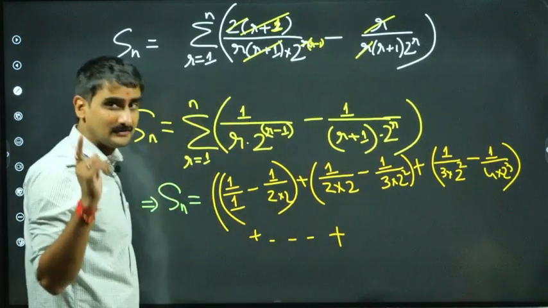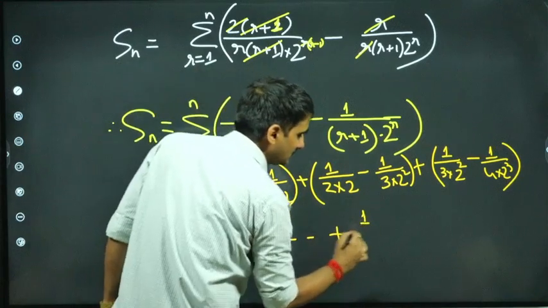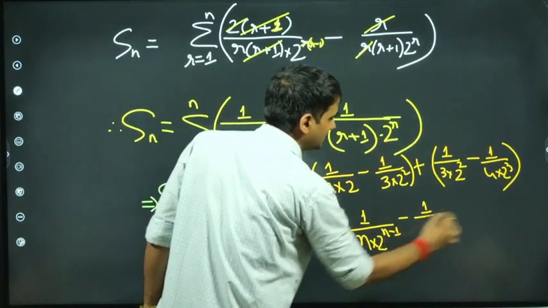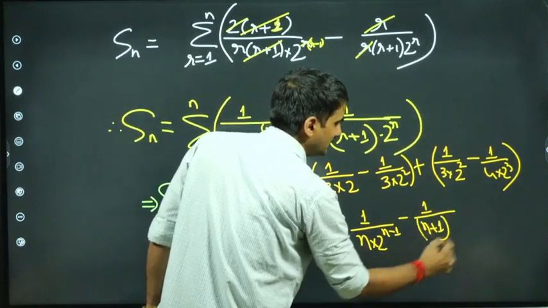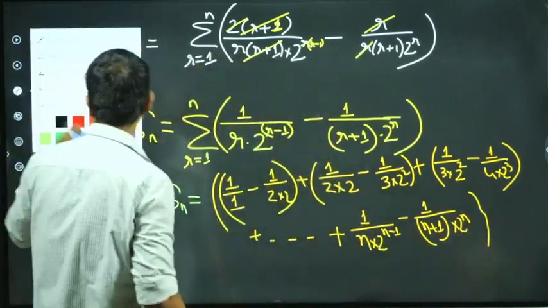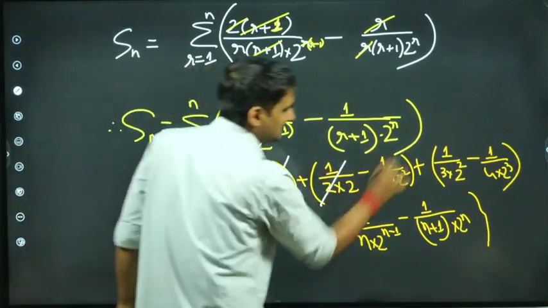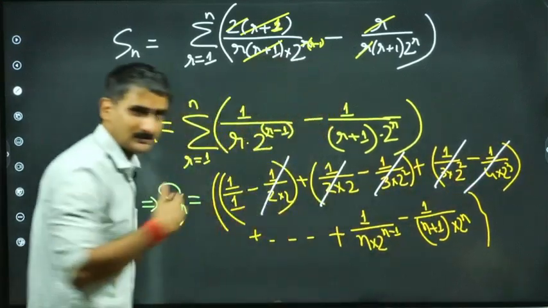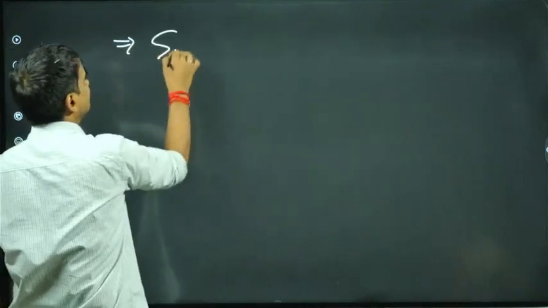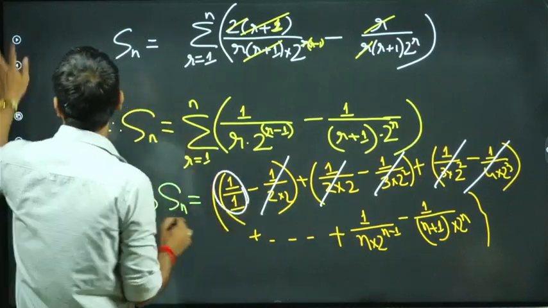I will put the last value for r, which is n. So when you replace r by n here, we get 1 by n into 2 raised power n minus 1 minus 1 by n plus 1 into 2 raised to the power n. Now let's see what terms get cancelled here. So the first term gets cancelled is this, then these terms, so that means these terms will go on getting cancelled. The first term we are left with here is with the positive sign, and that is 1.